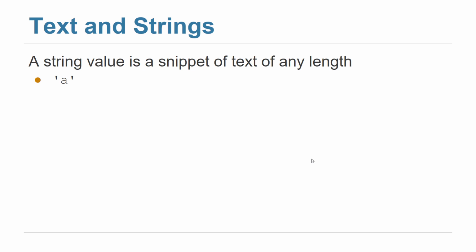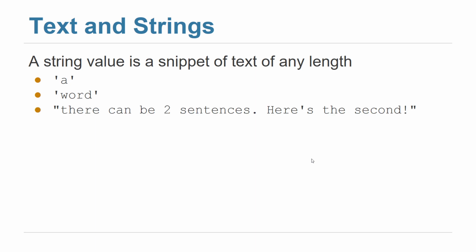Okay, strings. Of course, strings are snippets of text of any length. In Python, usually you use single quotes to indicate strings. It can of course be of any number of letters, like a word. And also we can use double quotes. But usually we use double quotes just to avoid the case when we have a single quote within the string. Like this, there can be two sentences. So this single quote, just to keep it within a string without any problem, we can use the double quotes. Okay, but both are the same.